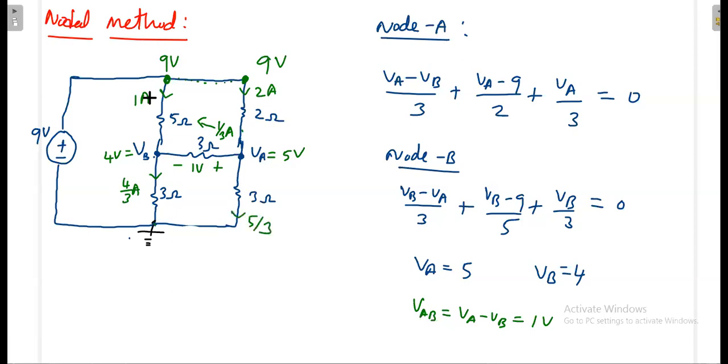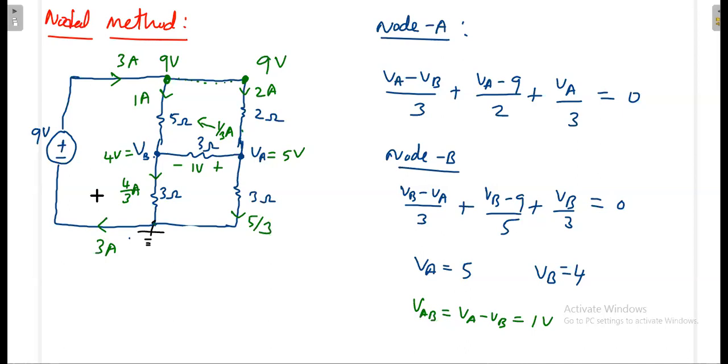Here 1 ampere is going, here 2 ampere is going. So definitely there should be 3 ampere. Otherwise, here 4 by 3 ampere is coming, here 5 by 3 ampere is coming. 5 plus 4 is 9, 9 by 3 is 3. Definitely 3 ampere has to go, because if 3 ampere is coming here, 3 ampere has to go this way. So finally again the analysis is complete.